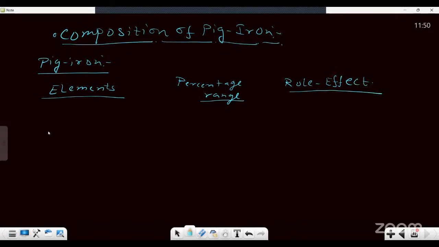So we'll see this. Element, suppose I am talking about carbon. What is the percentage range of carbon in the pig iron? You will get 3.5% to 4.5% carbon in the pig iron. So definitely you can understand why so much carbon is coming. What is our main reducing agent in the blast furnace? The main reducing agent is the coke. So from the coke only this amount of carbon is coming. But it has got a good role. That is, it increases the hardness.